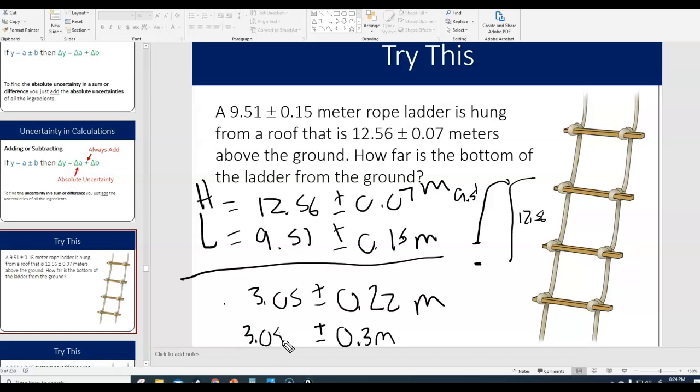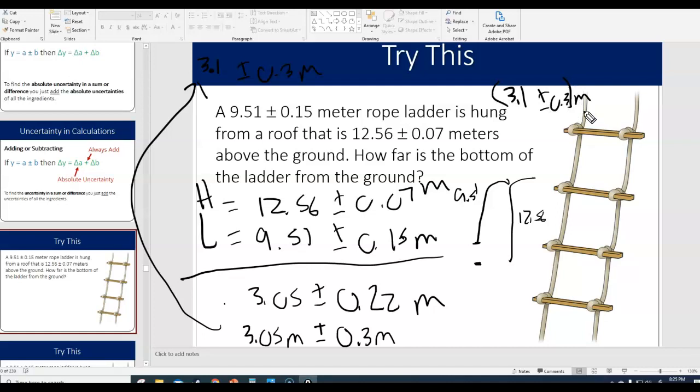And then the problem with that is that, remember, the number of decimal places has to match, and now it doesn't. So what you would end up writing is 3.1 plus or minus 0.3 meters. I don't know why I wrote it on the blue background. 3.1 plus or minus 0.3 meters.